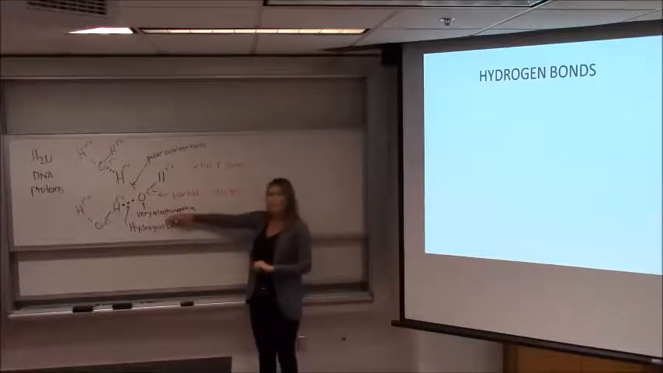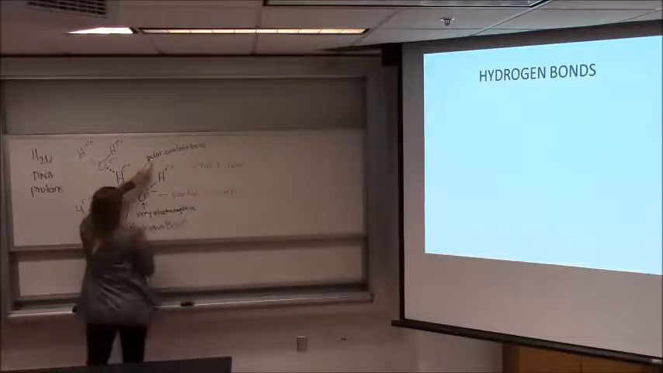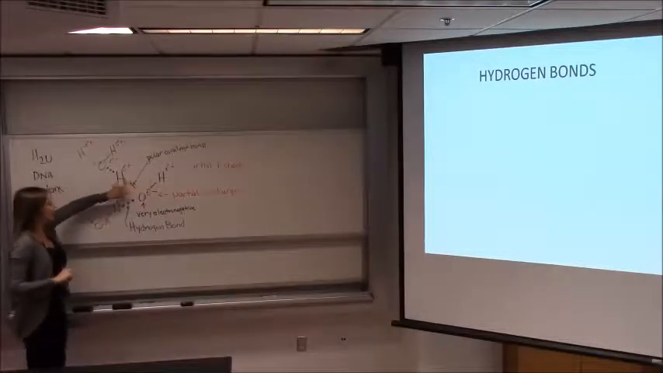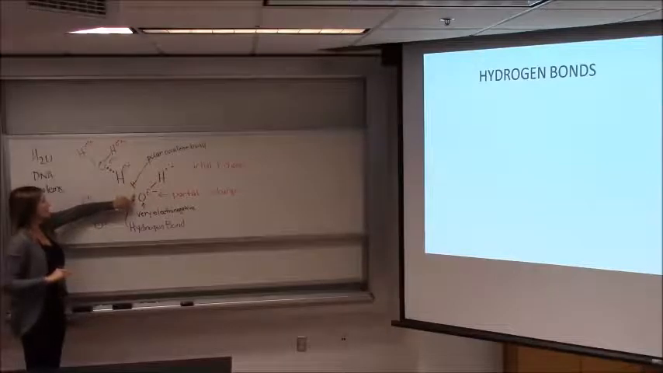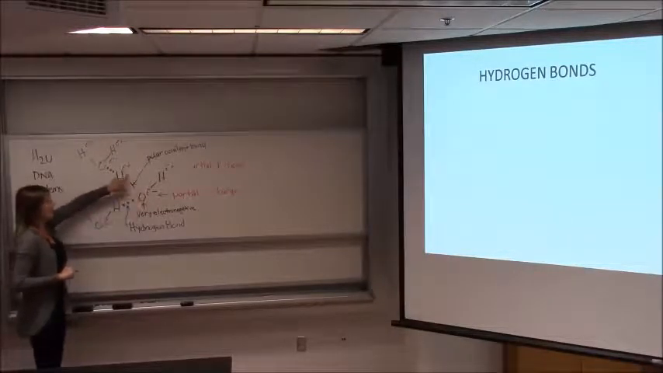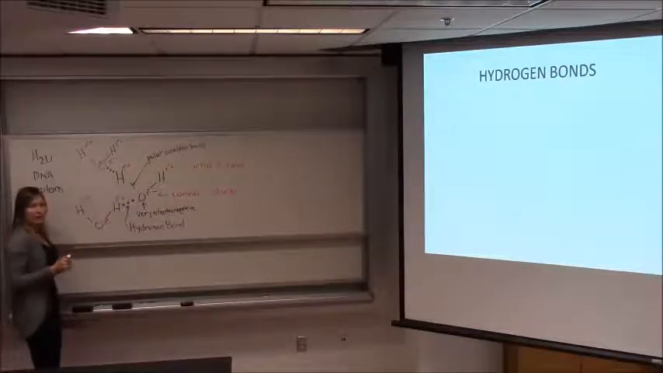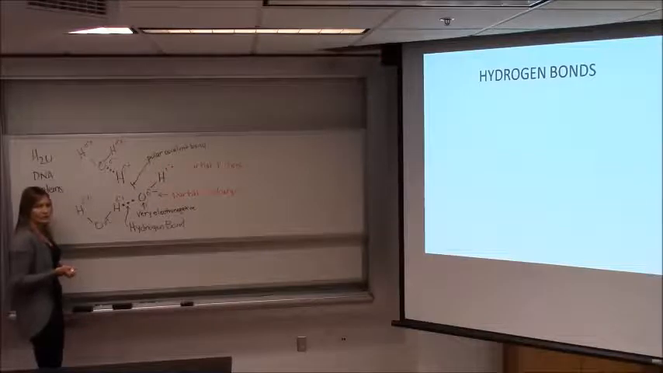Again, electronegativity is what sets the stage for this whole thing. Unequal sharing in this polar covalent bond between hydrogen and oxygen causes oxygen to be a little bit negative and hydrogen to be a little bit positive. And now neighboring water molecules are weakly attracted to each other.